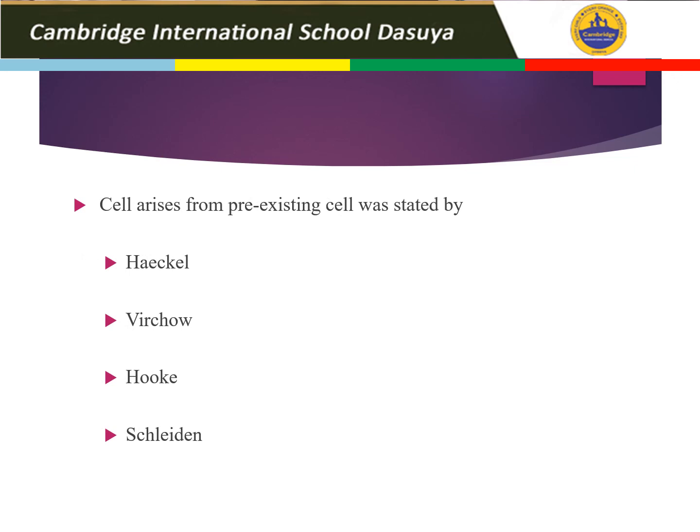My next question is who gave the statement all cells arise from pre-existing cells? Four options are given. First option is Haeckel, second is Virchow, third is Hooke, fourth is Claudine. The right answer is Virchow.